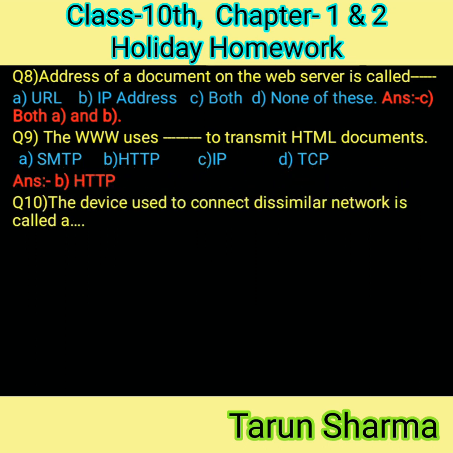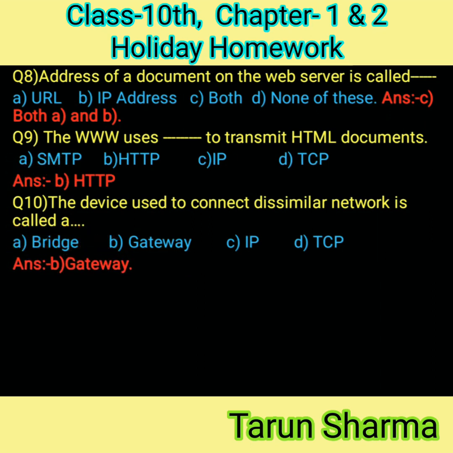And next question 10: the device used to connect dissimilar networks is called a. Option A bridge, option B gateway, option C IP, and option D TCP. If we want to connect two dissimilar networks, then use a gateway. The answer is B, gateway. Clear?